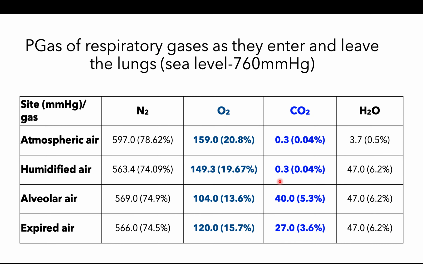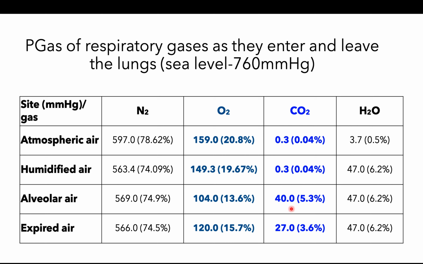Okay, so let's move on to this one, the light blue or the bright blue. The atmospheric air is 0.3. In the humidified air, still it is 0.3. In the alveolar air, it is 40. So right now we do know that there are 40 millimeter of mercury of carbon dioxide. The atmosphere is only 0.3. When it comes into the alveolar, it is 40. So how does this 40 come in?